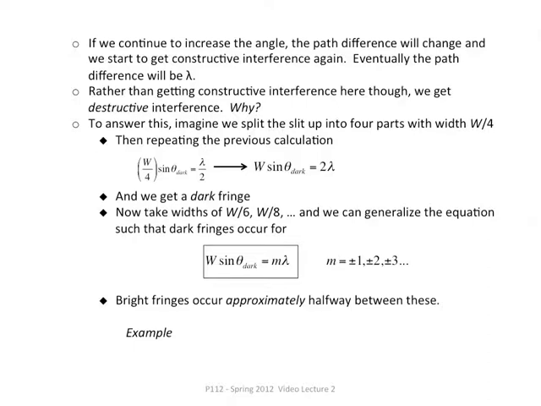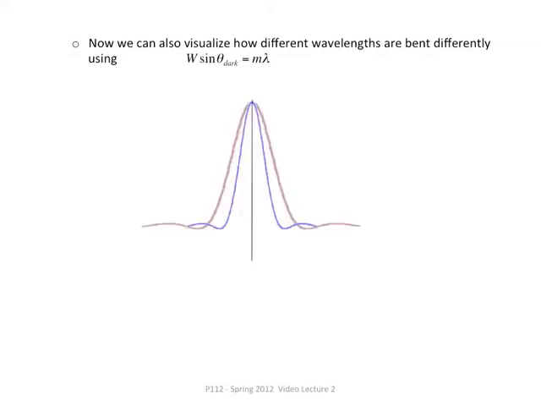Okay, so we can then also think about how these differ with different wavelengths. This is something we also looked at briefly in class on Wednesday with the green laser and the red laser. And what we see from our equation, w sine theta dark equals m lambda, is that as the wavelength changes, the location of those dark fringes changes as well.